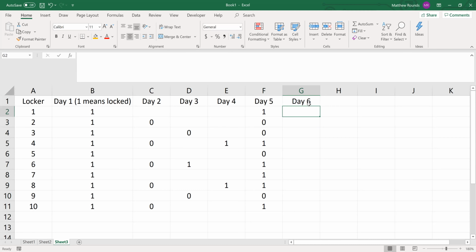So let's go to day 6. Day 6 is this one here. It changes to a 1. No, I have this wrong. I'm sorry, I've got it in the wrong place. It goes to a 0. Oh, okay, I went to the wrong one. Okay, all the rest of them stay the same.